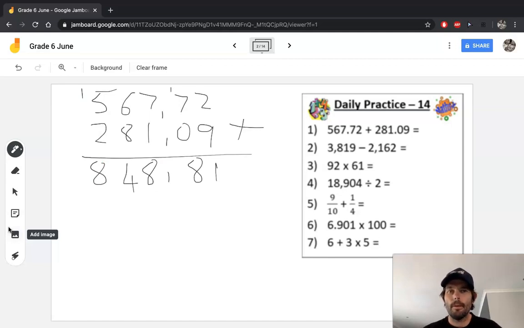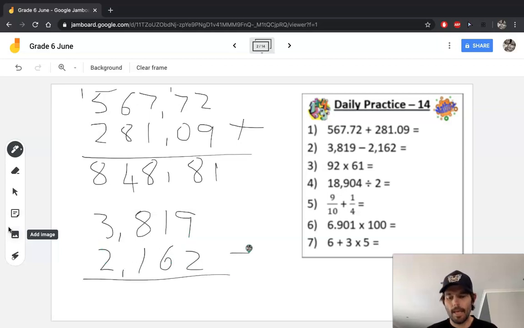848,81. Number 2 is the subtraction of decimals, 3,819 subtract 2,162. Again we subtract normally and borrow where we need to, and the decimals always line up.